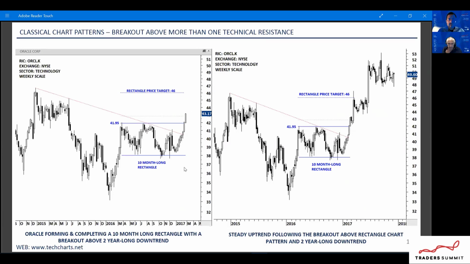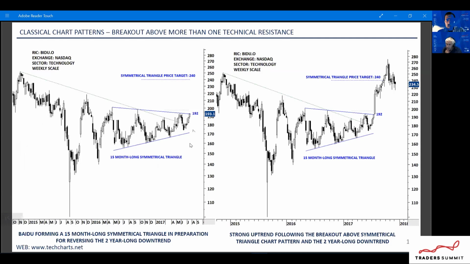Here we have, again, another example, the Oracle price chart. This was a downtrend. Breakout takes place above the downtrend, and then the rectangle breakout takes place. So higher conviction. You have two technical levels already completed, already breached on the upside, so you have higher conviction.